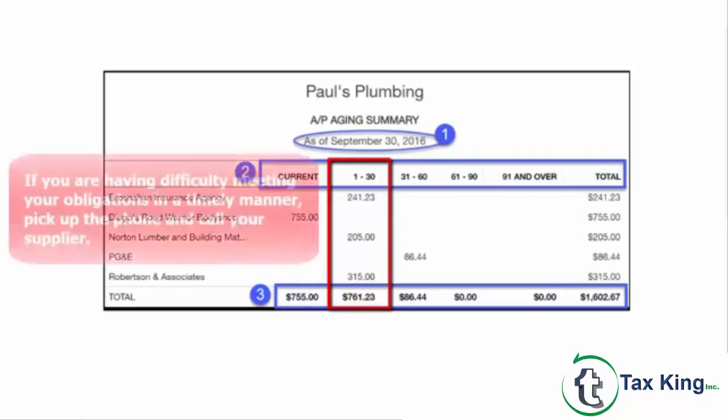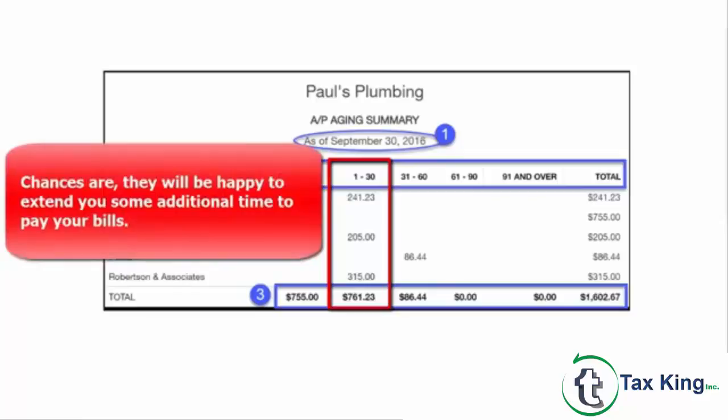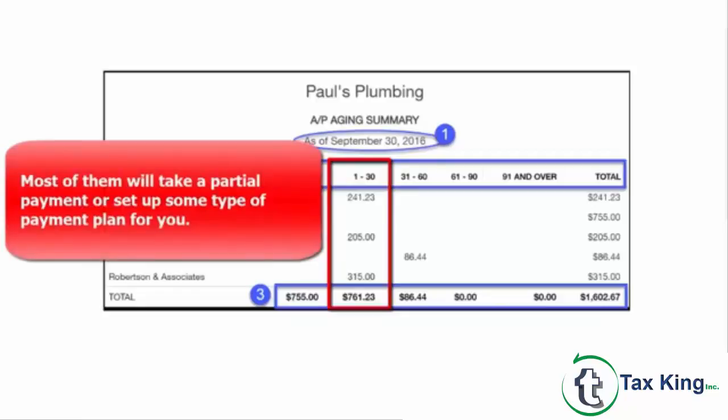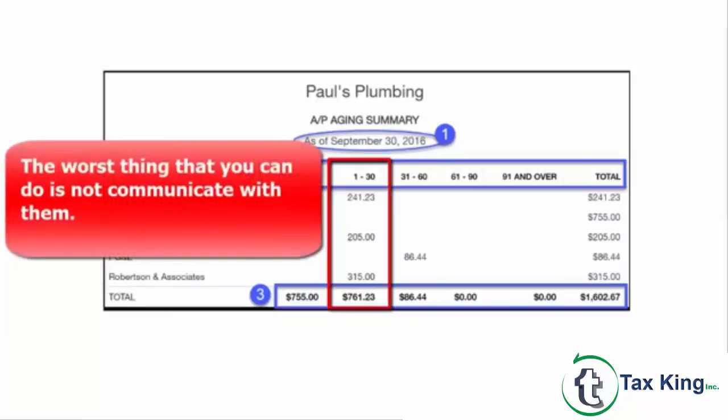If you're having difficulty meeting your obligations in a timely manner, pick up the phone and call your supplier. Chances are they will be happy to extend you some additional time to pay your bills. In addition, most of them will take a partial payment or set up some type of payment plan for you. The worst thing that you can do is not communicate with them at all.